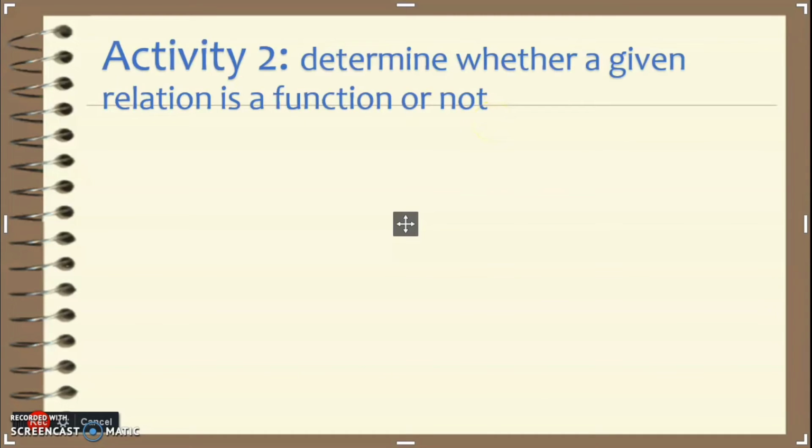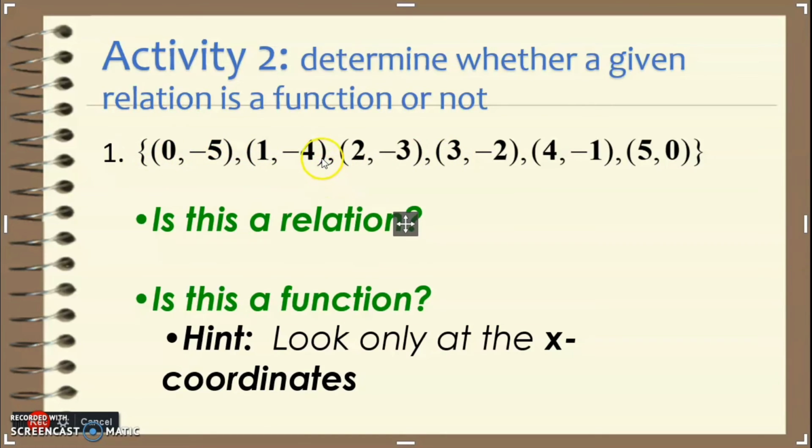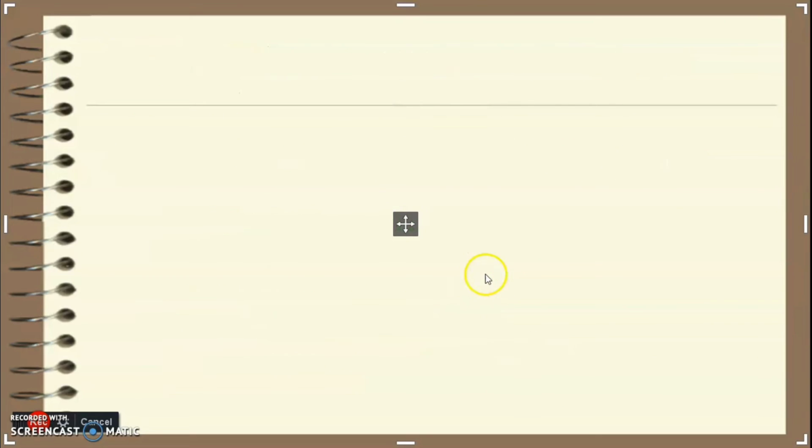Okay, activity 2. Determine whether the given relation is a function or not. Okay, ito yung set of ordered pairs natin. Titingnan nyo muna ang kanyang domain. Huwag nyo na tingnan ang range. Ang domain lang kung may nagkapareho. Is this a relation? Of course, this is a relation because this is a set of ordered pairs. Yes. Is this a function? So, titingnan daw ang x-coordinate. May nagkapareho ba? Wala. So, ibig sabihin, ito ay function.